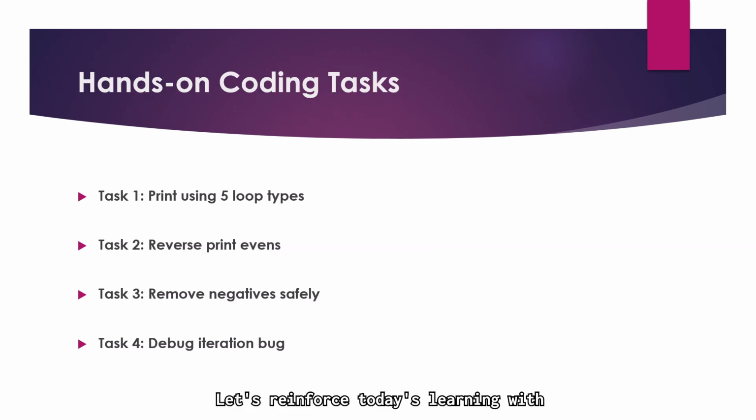Let's reinforce today's learning with some hands-on practice. Try printing a vector using all 5 iteration methods we discussed. Then reverse print only even numbers. This will test your understanding of both filtering and reverse iterators. Next, write a loop to safely remove negative numbers. Lastly, debug a deliberately broken loop to understand common iteration errors in real-world scenarios.